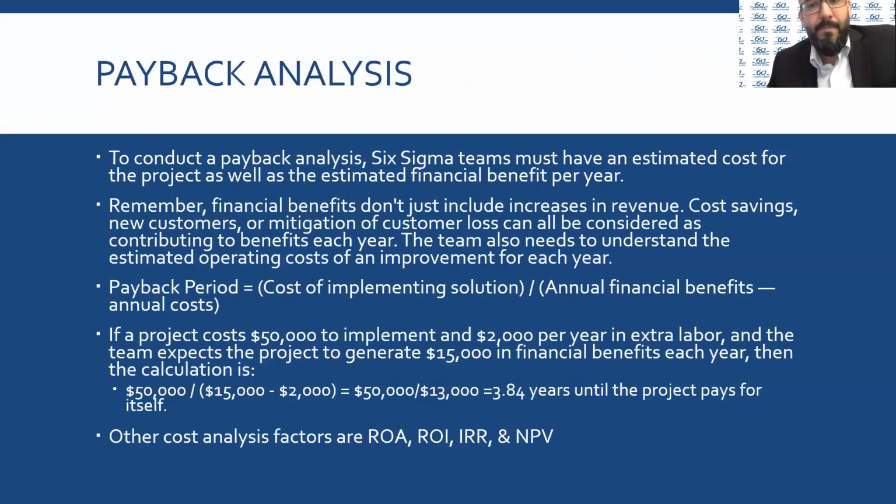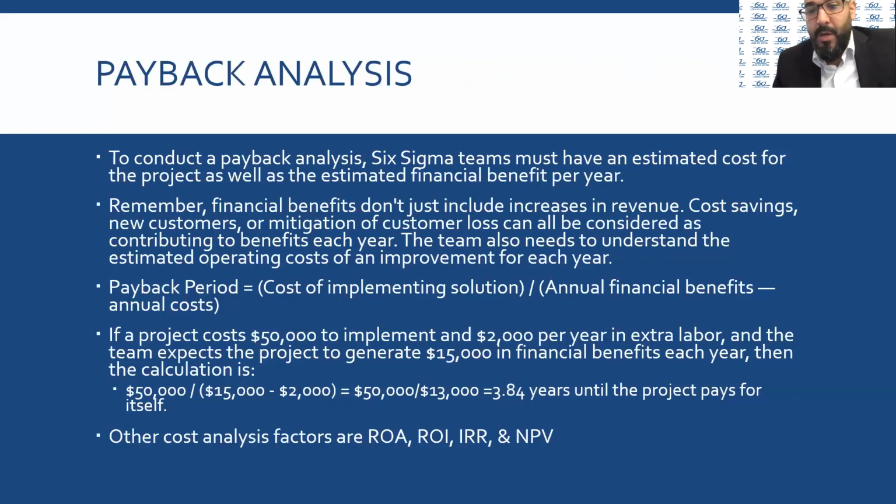Then the calculation for the payback period would be 50,000, the cost for the project, divided by 15,000, the revenue. However, from the 15,000 you have to pay out the employees' labor work, which is 2,000. So 50,000 divided by 13,000. The payback period would be 3.84 years.